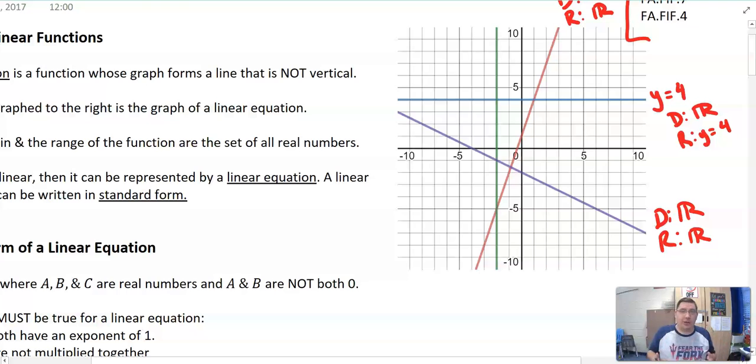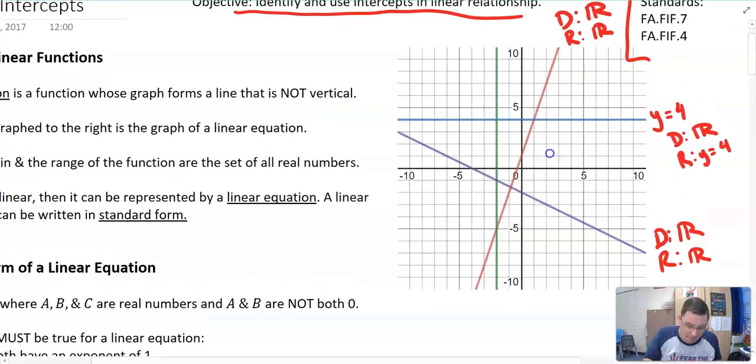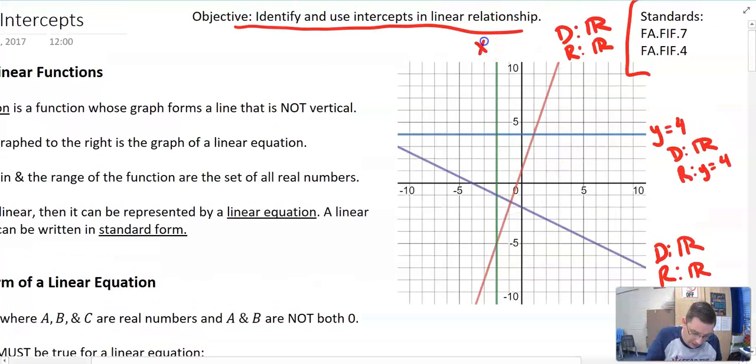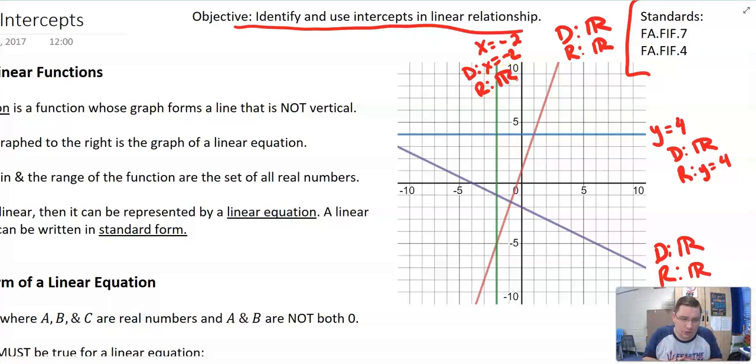Now we look at the green. It's going to be kind of similar, except remember, vertical lines don't start with y, they start with x. And so x is equal to what? x is equal to negative 2. It would have a domain of just x equals negative 2, and a range that goes on forever up and down, so a range of all real numbers. So again, pay attention to these different lines and the domains and ranges that they have.